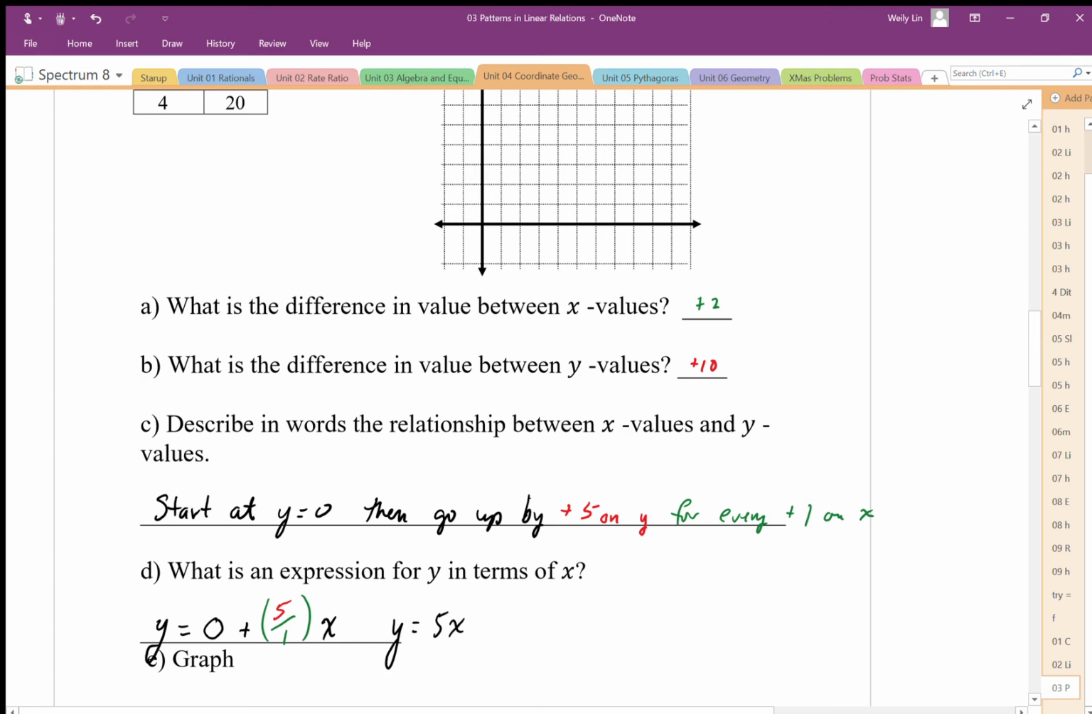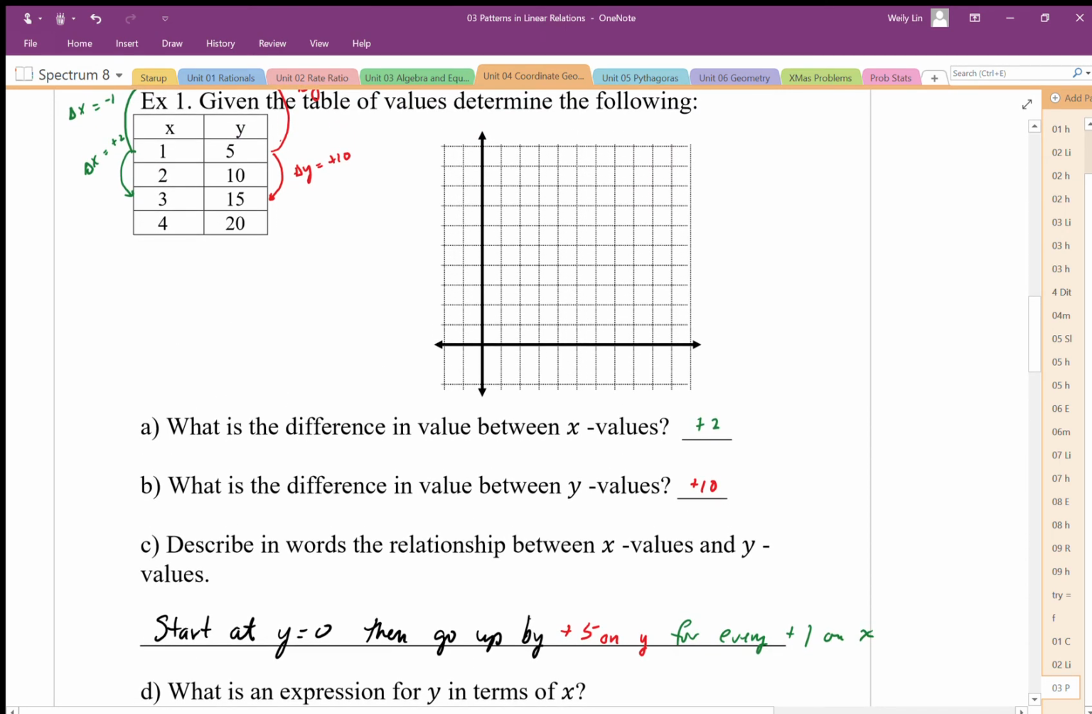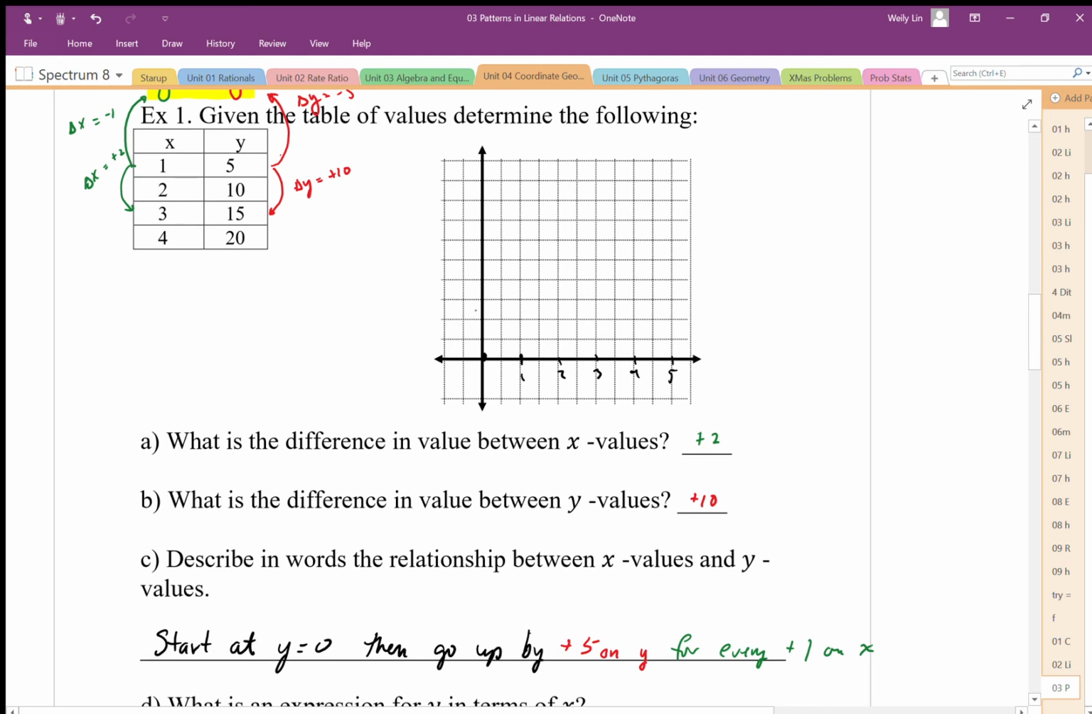Okay, and that relationship is going to graph like this. So we start at 0, 0. I'm going to go up by 1, 2, 3, 4, 5, like that. And then along the y, we're just going to go up by 2. So 2, 4, 6, 8, 10, 12, 14, 16, 18, 20. Okay, so we're going to scale the y like this.